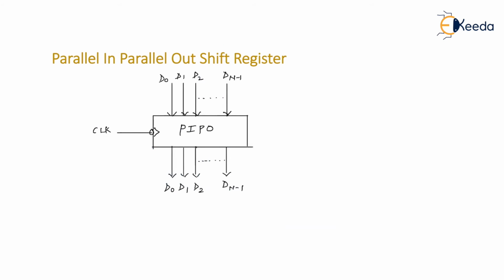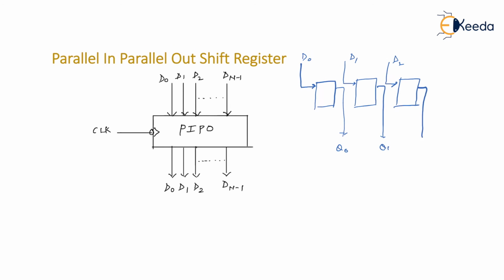So as you can see, it is a parallel in, parallel out shift register. What is going to happen over here? Let's say I'm talking about 3 shift registers, okay, again it is not 3 shift registers, it is 3 flip-flops. As you can see, the inputs are, let's say, D0, D1, D2, and the outputs are Q0, Q1, Q2. And of course we have a common clock.